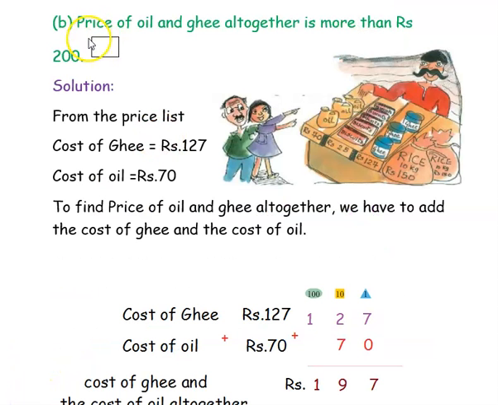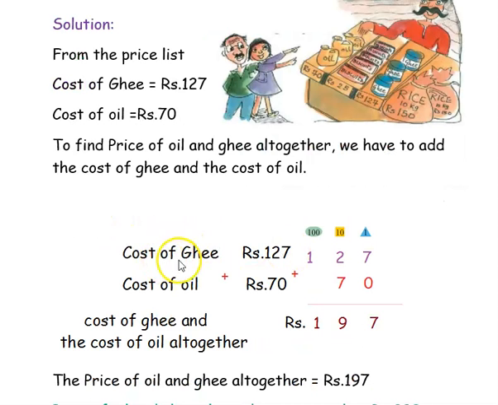The next thing Sangeeta is saying is that the price of oil and ghee altogether is more than rupees 200. So we will see the price list. The cost of ghee is rupees 127 and the cost of oil is 70. To find the price of oil and ghee altogether, we have to add the cost of ghee and the cost of oil.